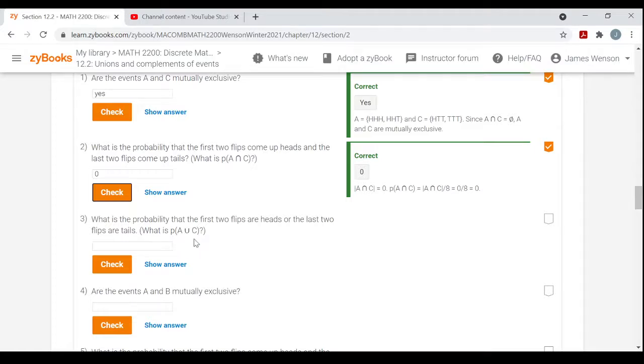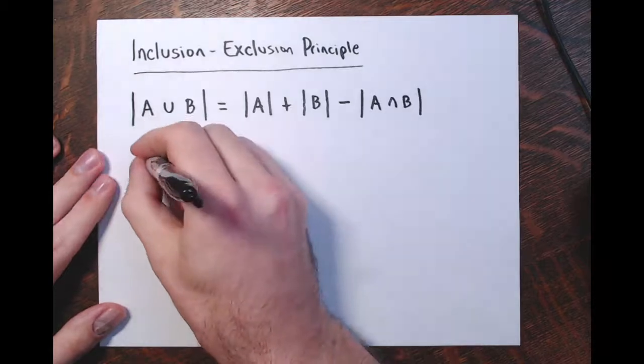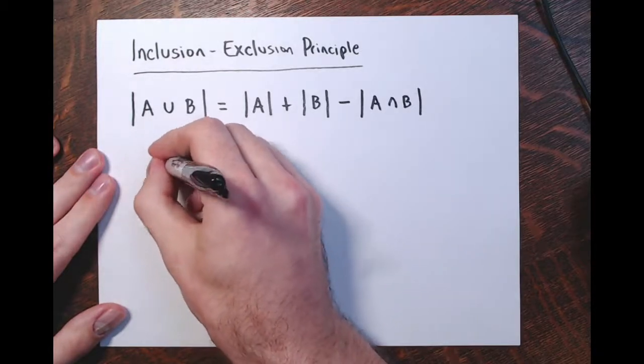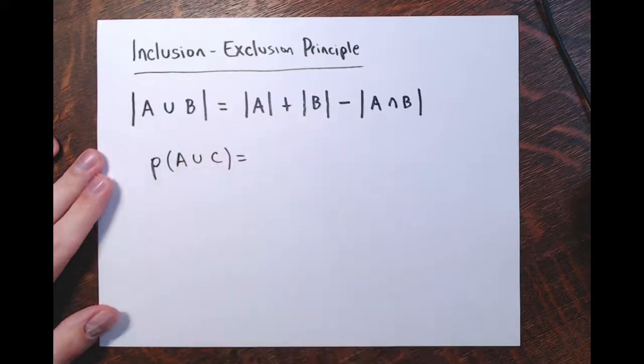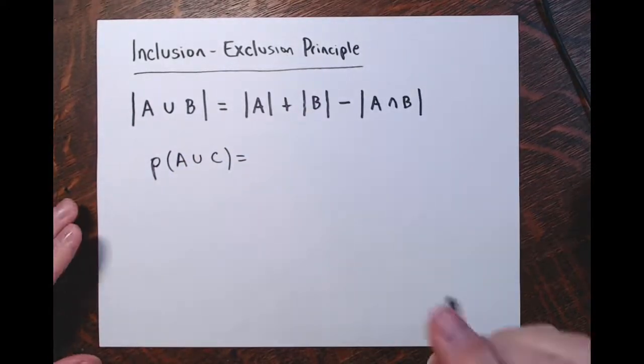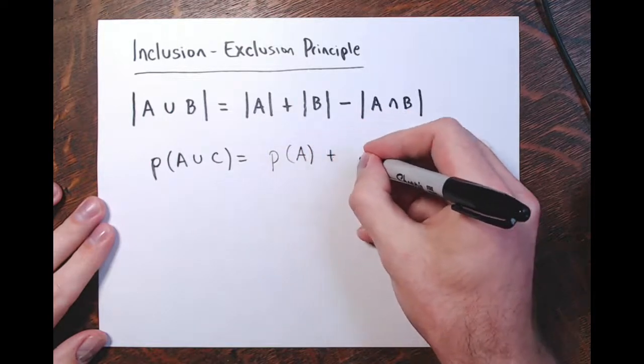So then what would be the probability of A union C? Well, since A and C are mutually exclusive, I'll write this out now. The probability of A union C, since A and C are mutually exclusive, is going to be the probability of A plus the probability of C.